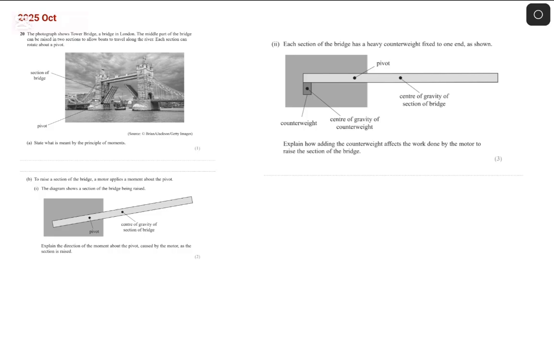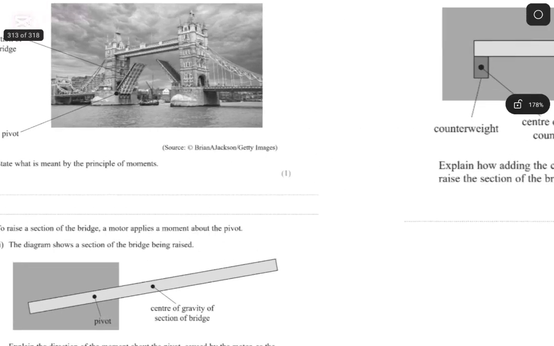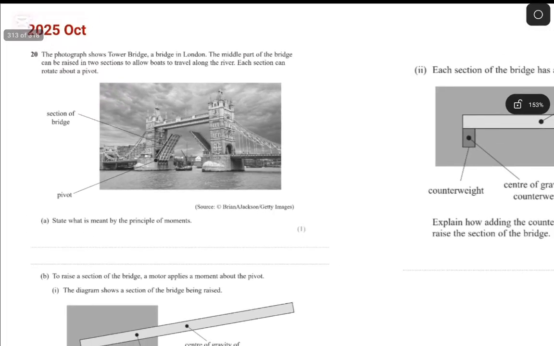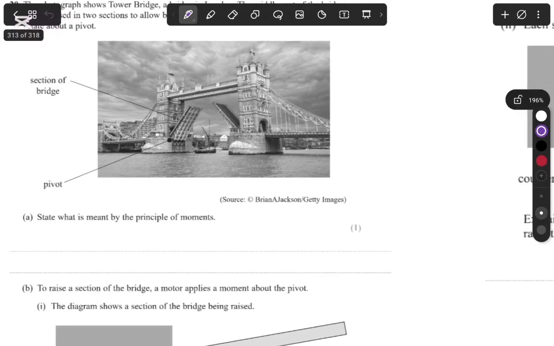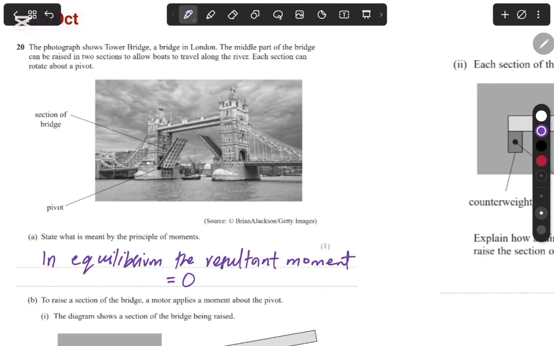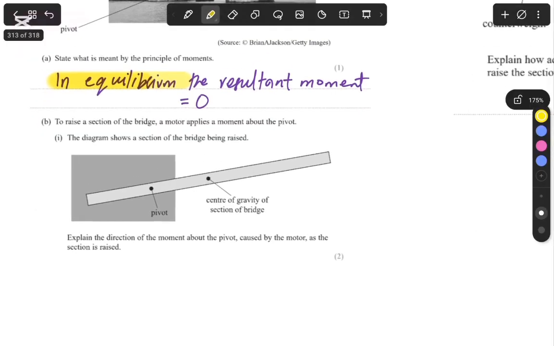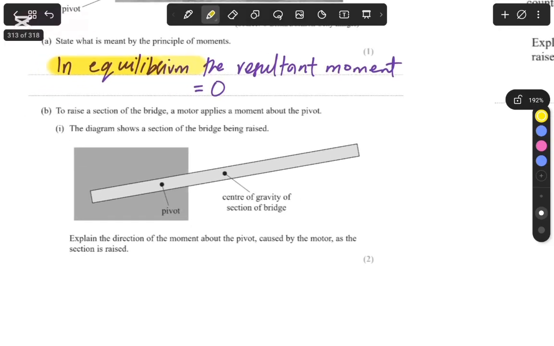And without further ado, I want you to read the question. I'm not going to take some time to read the question, which I do in some other videos. So just read the question and I'm going to start answering. In part A, we've got a section of bridge and a pivot, and they're asking us to state what is meant by the principle of moments. The answer is that in equilibrium, the resultant moment is equal to 0.